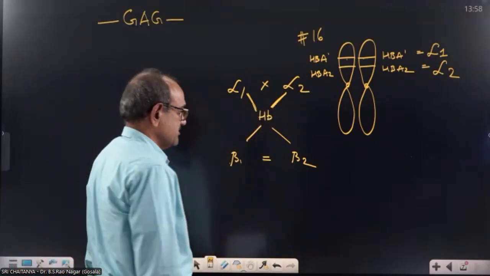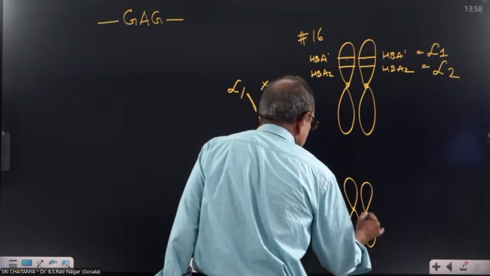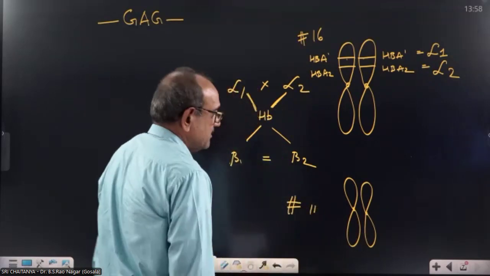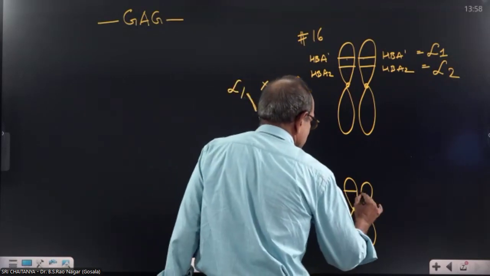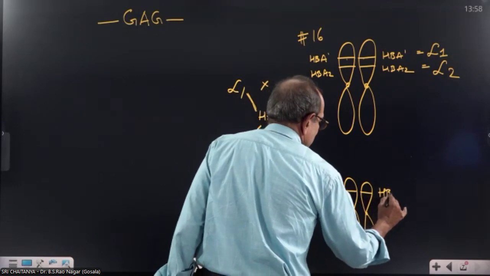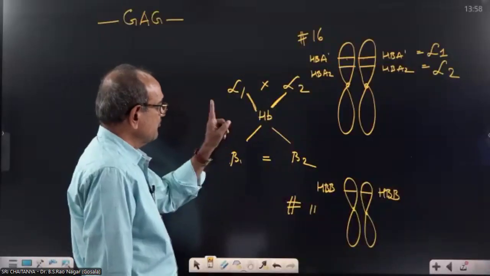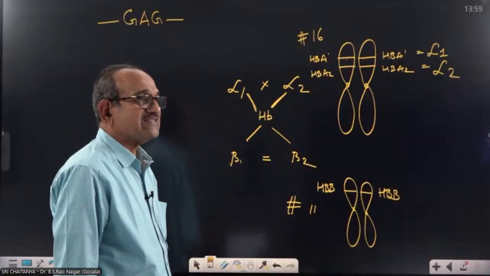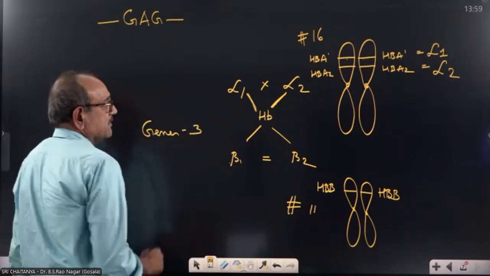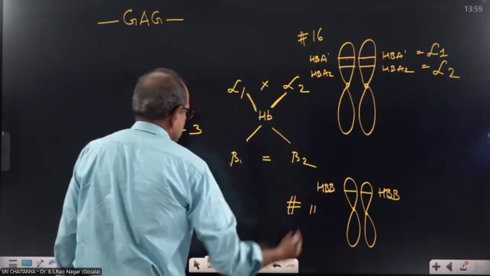Now come to the beta chains. The beta chain genes are located on the 11th chromosome, chromosome 11. This is the HBB, one allele. This is one more allele, HBB. So this is important. For the synthesis of one molecule of hemoglobin, how many genes are involved? Total genes, 3. What are these 3 genes? HBA1, HBA2 gene, HBB gene.